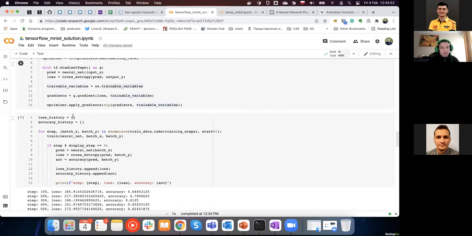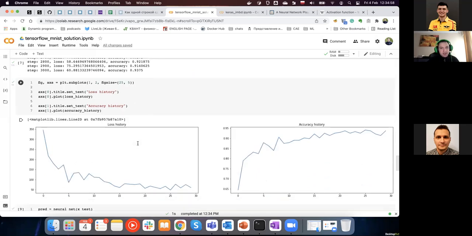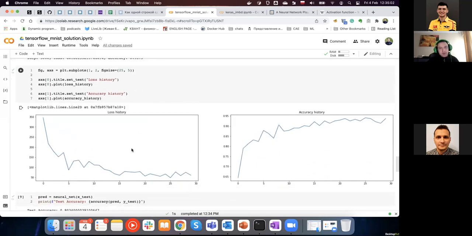In our case, we achieved an accuracy of 94% on the training data set, and if you look at the history of the loss and accuracy, you're going to see that on each iteration the loss decays and accuracy grows. So the more iterations we performed, the higher accuracy and the lower loss we achieved.